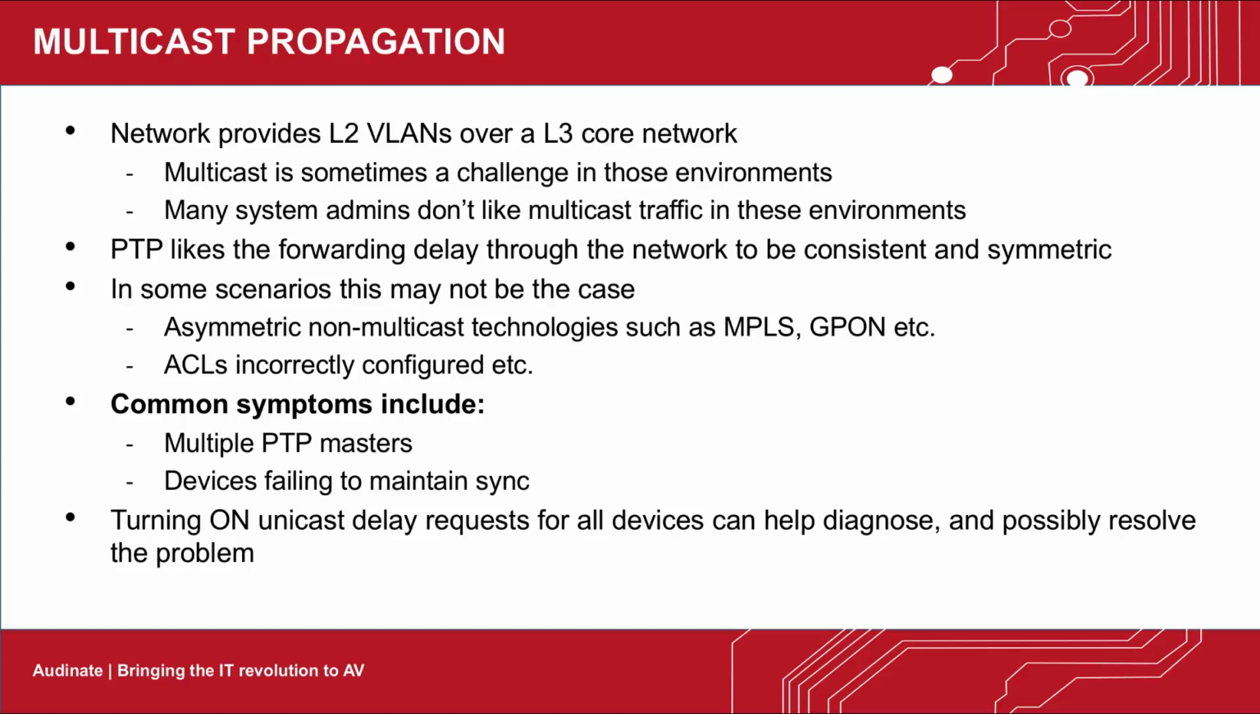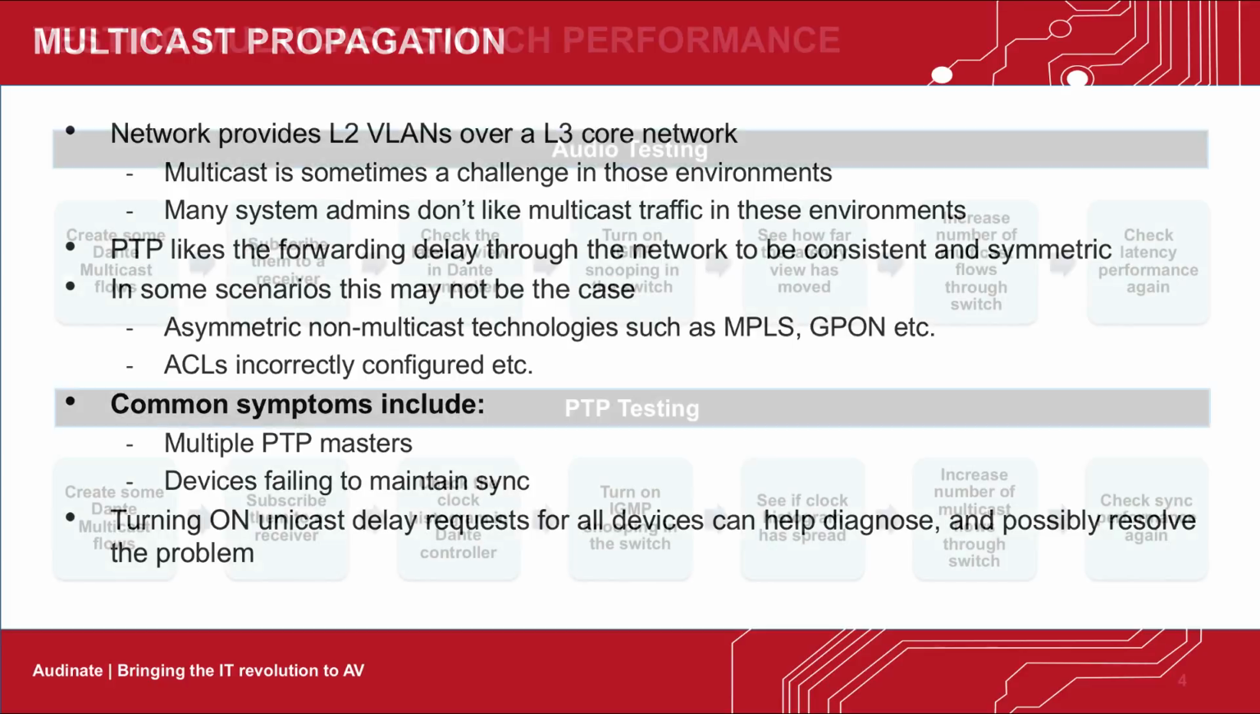One way of helping to diagnose these problems is to use a feature built into Dante called Unicast Delay Requests. You will see that in Dante View on the Device Config tab of any device. You can turn this on for all the devices, and if clocking suddenly starts working, then you know you've got a multicast distribution problem in that network, because it converts PTP over to use unicast.